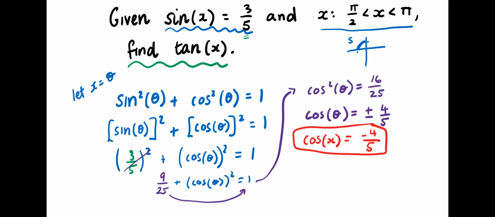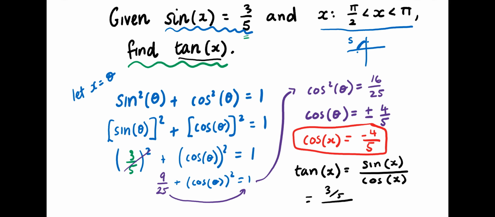Now why was that important? Well, we were asked to find tan x. And tan x over here is equal to sine x over cos x. That is, it's equal to 3/5 over negative 4/5. So we can simplify this just by getting rid of the denominators of 5, or multiplying by 5 over 5, however you want to say that. And we know that the answer is negative 3/4.